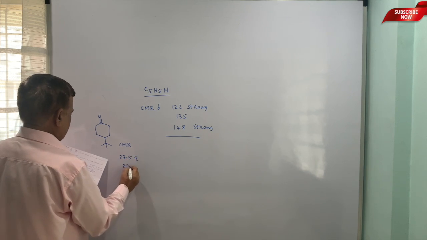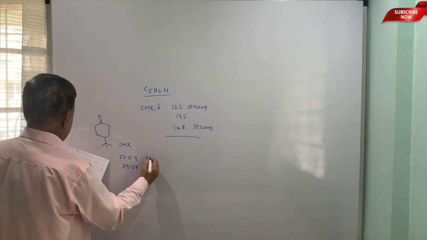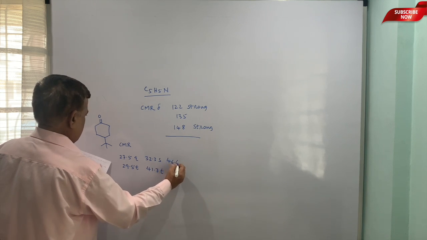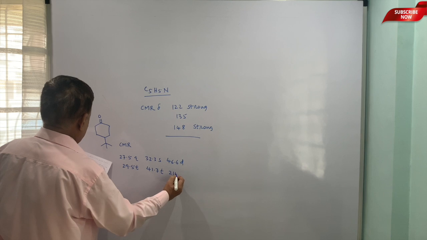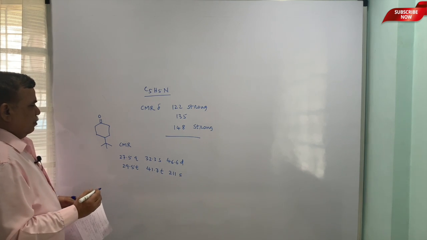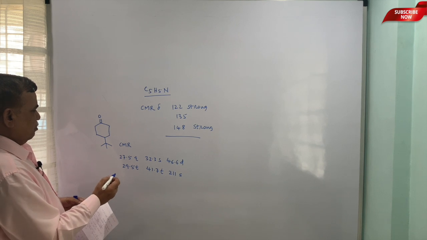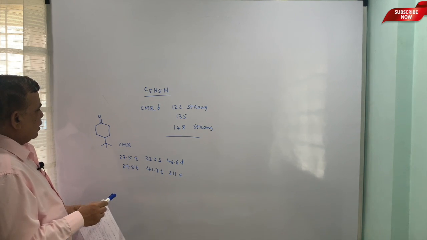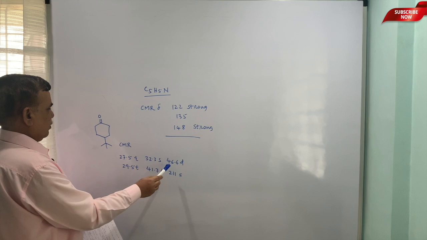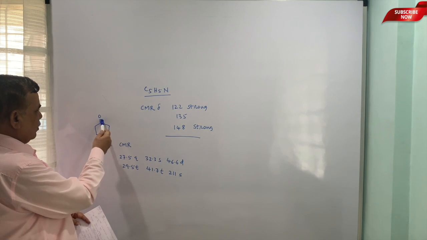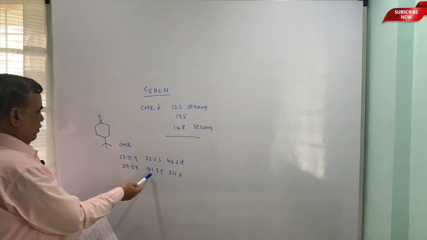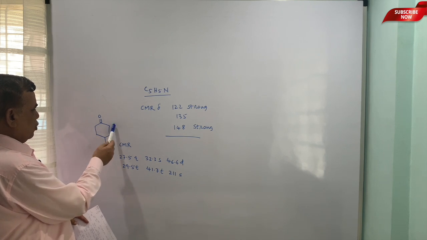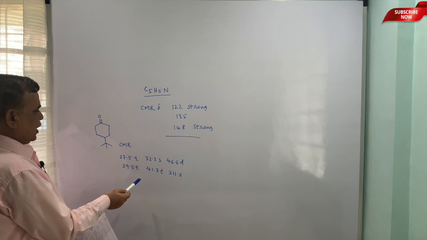27.5 quartet, 29.5 triplet, 32.3 singlet, 41.7 triplet, 46.6 doublet and 211 singlet. So here you have to assign the signals 1, 2, 3, 4, 5, 6. 6 types are there. 211 stands for this, 41 stands for this quaternary carbon, and then these two and these 3. So 3 signals beside that.